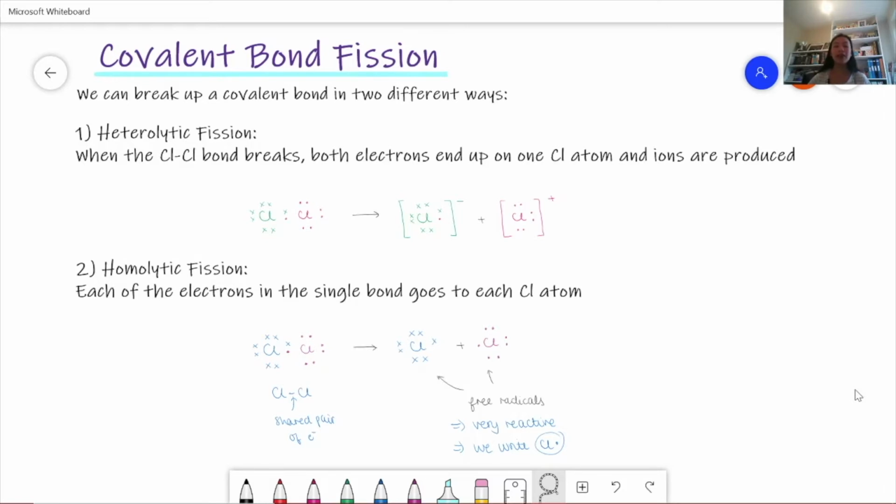The second type of covalent bond fission is homolytic fission, and this is when each of the electrons in a single bond goes to each chlorine atom. So we have the normal chlorine-chlorine bond, the covalent bond, which is a shared pair of electrons, and it breaks apart so that they both go their separate ways with however many electrons they had in the first place. And this creates free radicals, which are very, very reactive, and we notate it by using a dot. So we write it Cl dot.